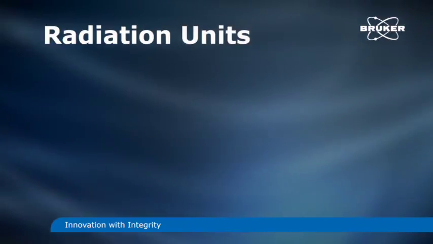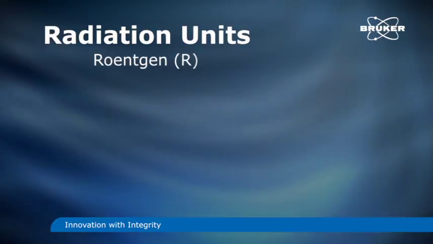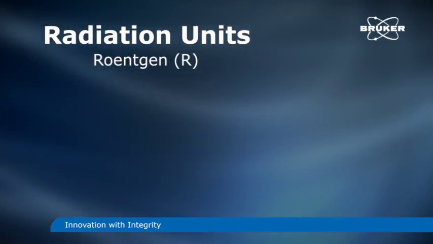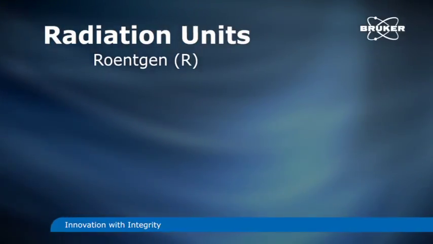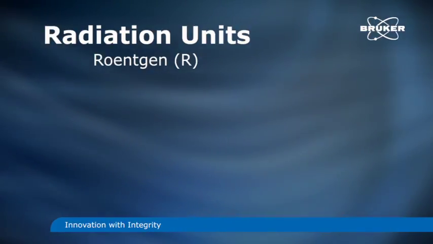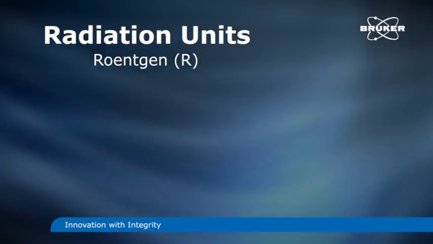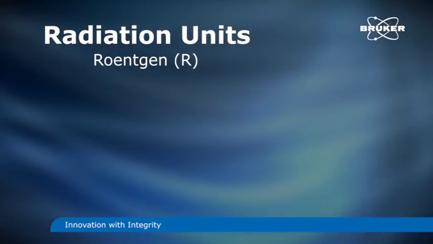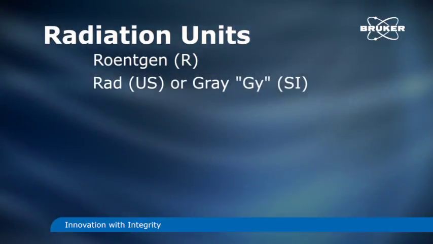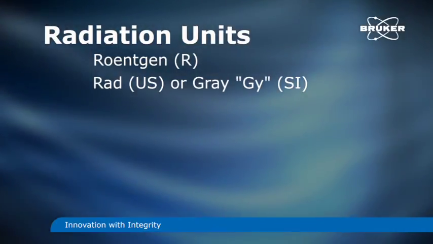Several units are used to describe radiation measurements. X-ray and gamma-ray exposure is often expressed in units of Röntgen. The Röntgen, or R unit, refers to the amount of ionization present in the air. Absorbed dose is the measure of the amount of energy absorbed per unit of mass of material. When radiation transfers energy to material, the material absorbs some or all of the energy, resulting in an absorbed dose. This is expressed in units of rad in the United States and Gray, abbreviated Gy, in the international community.